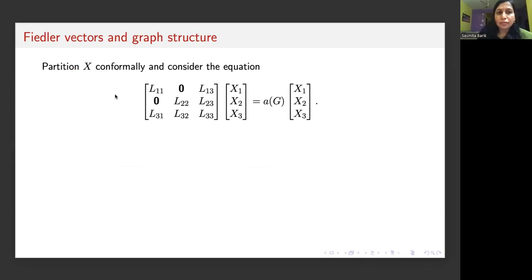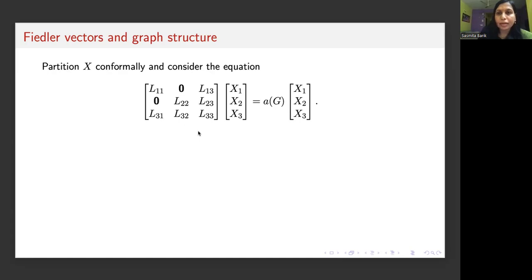Now, because X is the eigenvector corresponding to AG, as per the blocks in your LG, accordingly I am dividing my X as X1, X2, X3. So X1 is up to S, and then from here S plus 1 to R, and then here X3 is R plus 1 to N. So that way we are taking the division, meaning we just partition the vector.